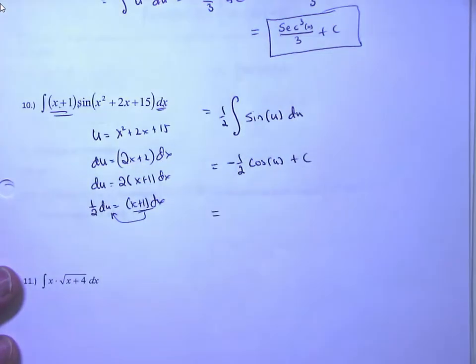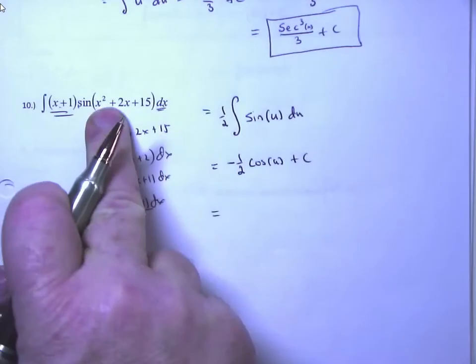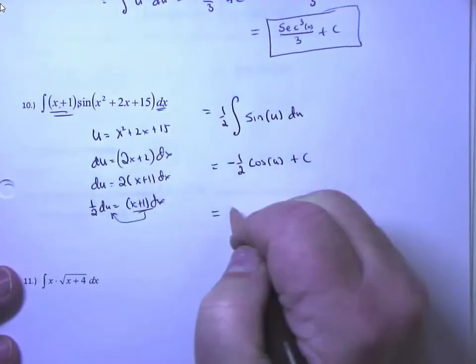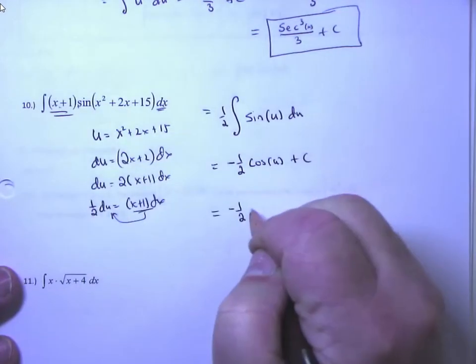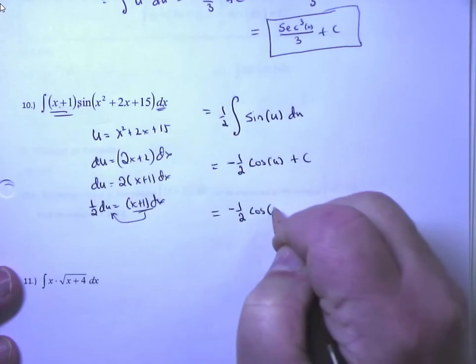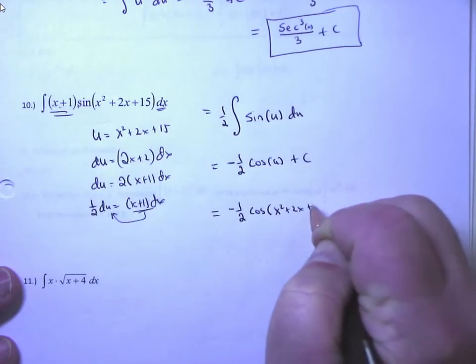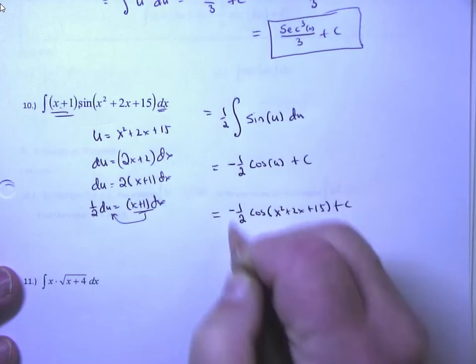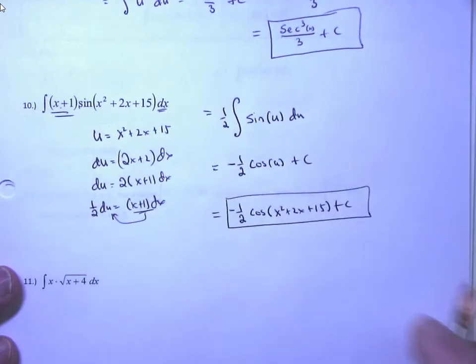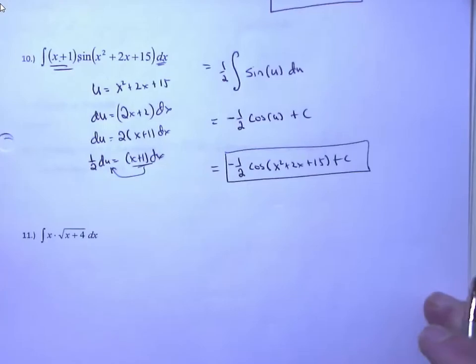And then the last thing I'm going to do, because the problem is in terms of x, the answer has to be in terms of x, is back substitution. That'll be negative 1/2 the cosine of (x² + 2x + 15) plus C. Does that make sense?